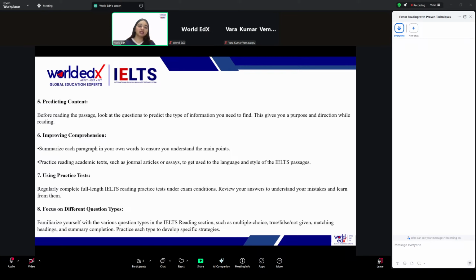The next is predicting content. When you read the question, always look at what needs to be found. If you can really predict the content, you can always align yourself. The next one is improving comprehension. When you read, try to summarize the paragraph in your own words so that you know that you have an understanding of the main parts.